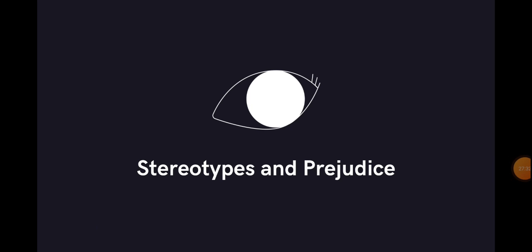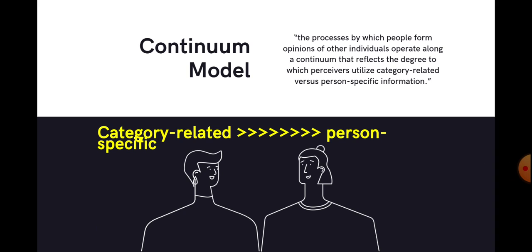Okay, so the next section is stereotypes and prejudice. The model we are going to talk about here is the continuum model. The notion is that the processes by which people form opinions of other individuals operate along a continuum that reflects the degree to which perceivers utilize category-related versus person-specific information. So basically, when we are judging someone, this continuum model shows how we use category-related or person-specific information. And we generally assume that we rely more on category-related rather than person-specific information.